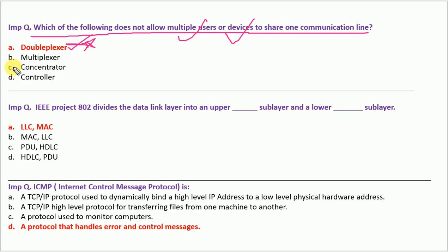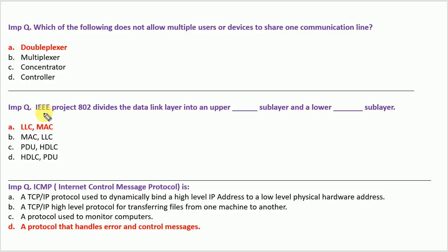And I think multiplexer, we all know, will not be the correct answer because a multiplexer is something different. We all know about that. Concentrator is different. Controller is something different. So the correct answer is duplexer. I hope you will have a better understanding. You received what I am trying to say.